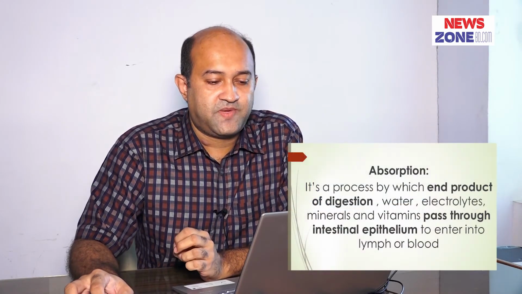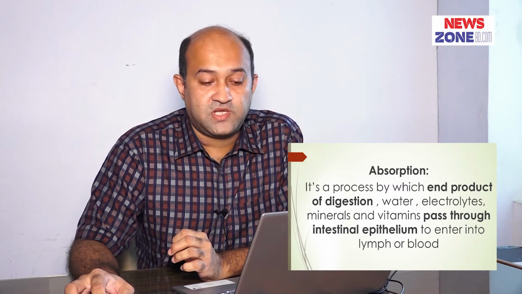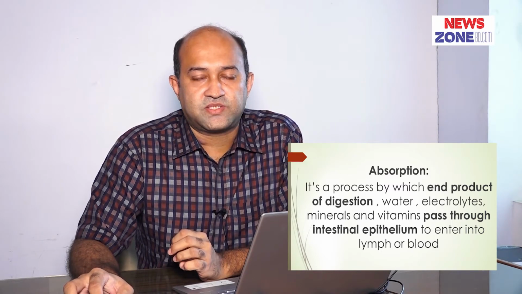So after the digestion, there is absorption. What is absorption? Absorption is a process by which the end products of digestion, water, electrolytes, minerals and vitamins pass through the intestinal epithelium to enter the lymph or blood. So absorption and digestion work hand in hand.